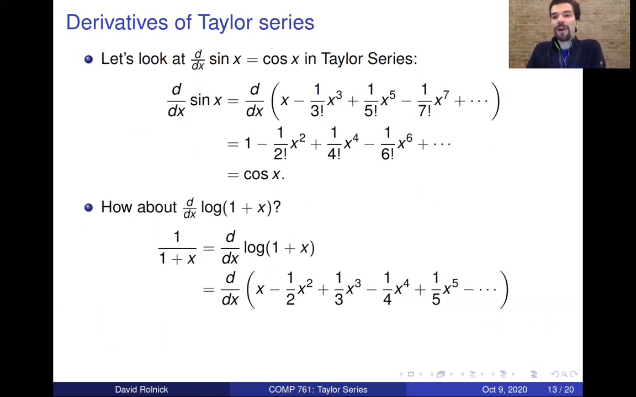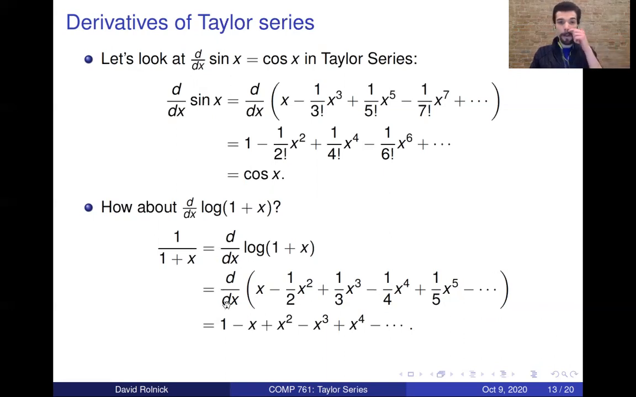If you take the derivative of the Taylor series of log of 1 plus x, you get 1 minus x plus x squared minus x cubed plus x to the 4th. Now here's the cool thing. This is a proof that this is the Taylor series of 1 over 1 plus x.